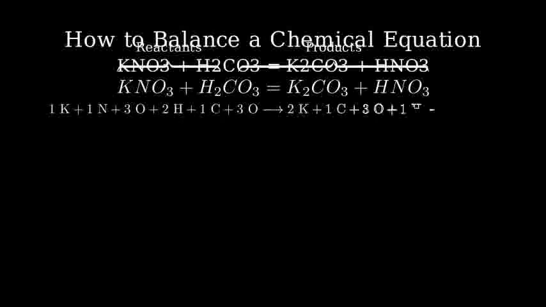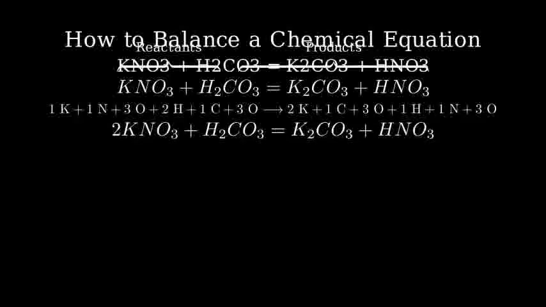When balancing a chemical equation, our goal is to make sure the number of each type of atom on the reactant side is equal to the number on the product side. Let's start with potassium, which we abbreviate as K.